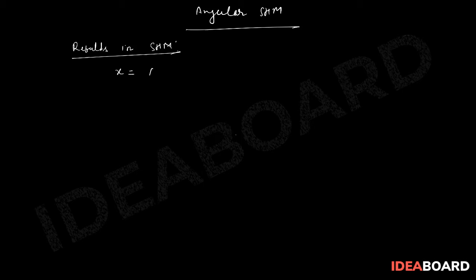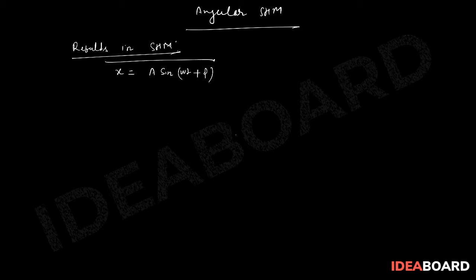In this video, I will be talking about Angular SHM. So, what is the difference between Angular SHM and normal SHM? So, results in normal SHM, we obtained that the function will be x is equal to a sine omega t plus phi.